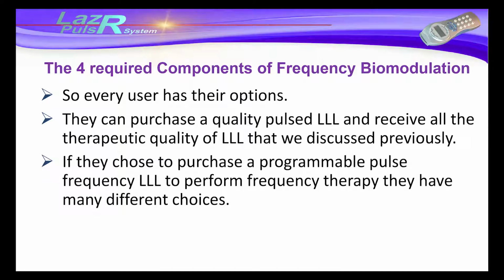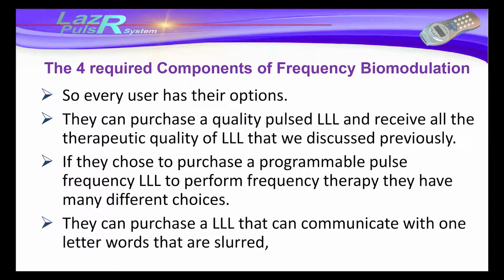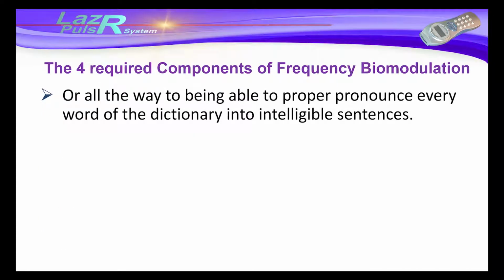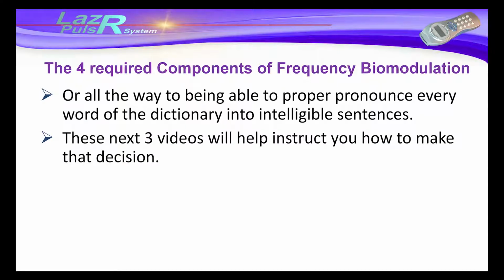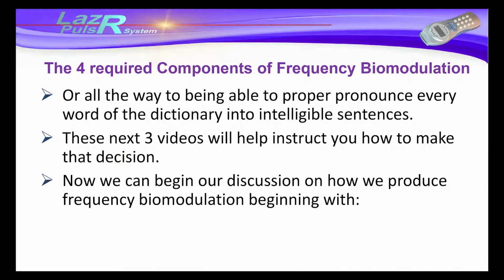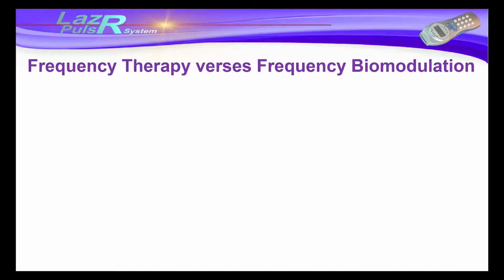If they choose to purchase a programmable pulse frequency low-level laser to perform frequency therapy or frequency biomodulation, they have many different choices. They can purchase a low-level laser that can communicate with one-letter words that are slurred, or all the way to being able to properly pronounce every word in the dictionary and formulate intelligible sentences. These 3 videos should help instruct you how to make that decision. Now we can begin our discussion on how we produce biomodulation therapy, beginning with frequency therapy versus frequency biomodulation.